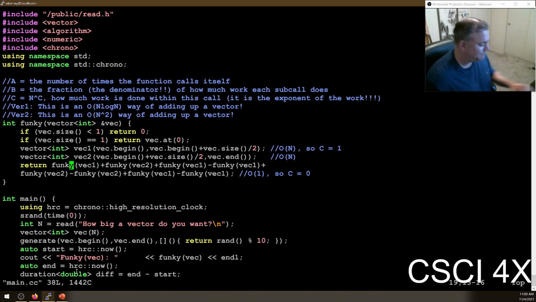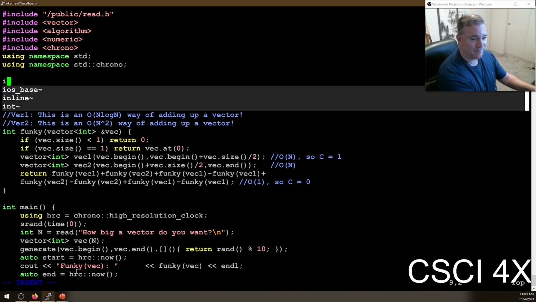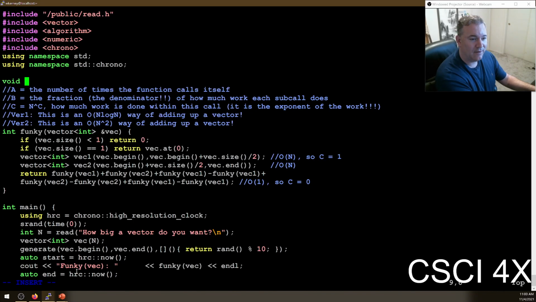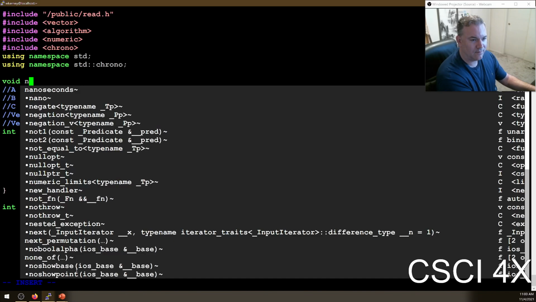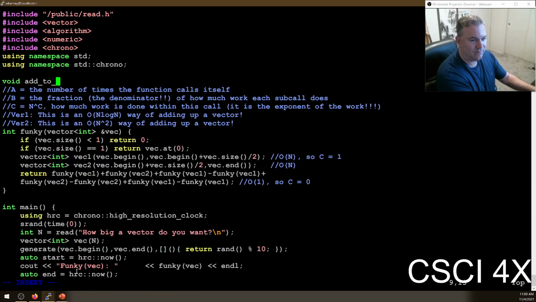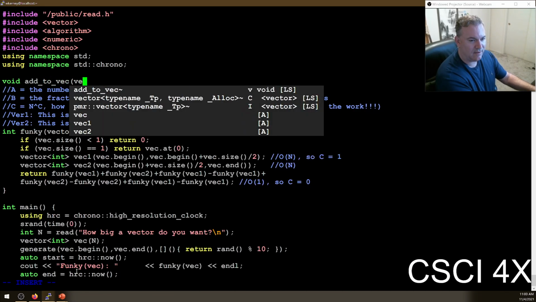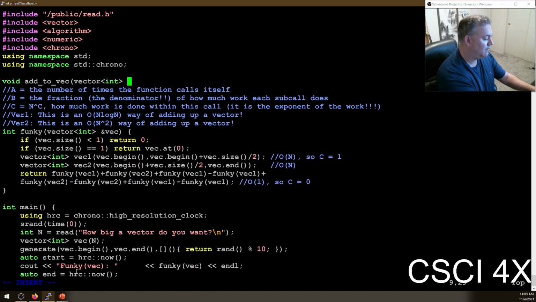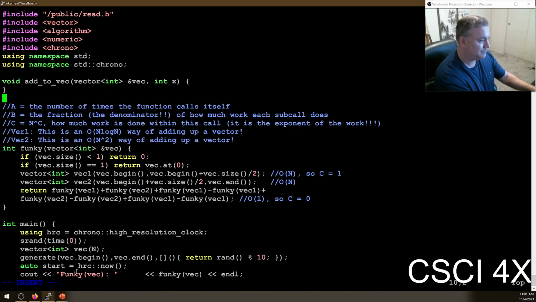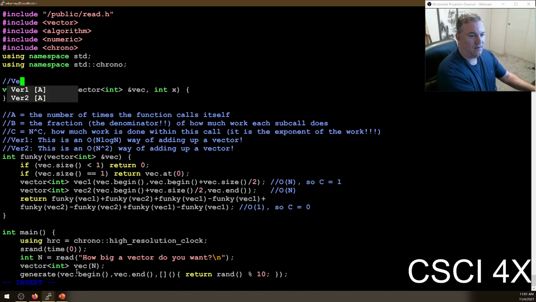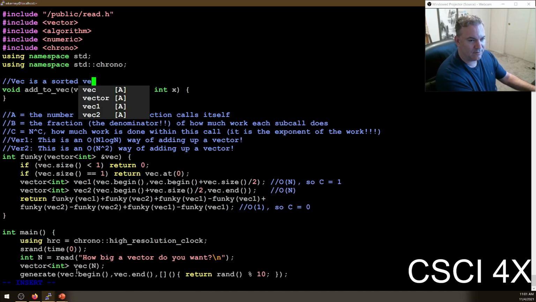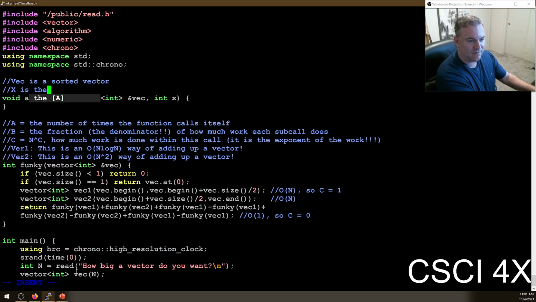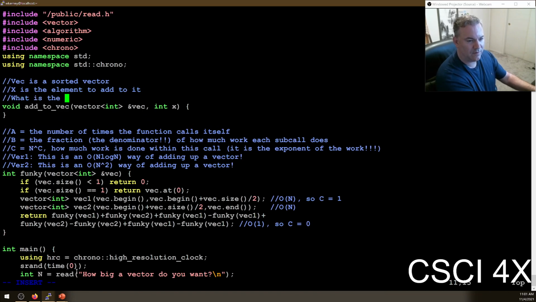Let me sketch it out for you. This isn't recursion, it's not master method. I'm just going to sketch it out there. So void add to vec, passing in a vector of integers named vec by reference, and a new integer to add. Vec is a sorted vector. X is the element to add to it. What is the running time?